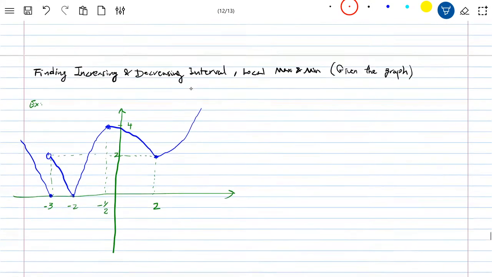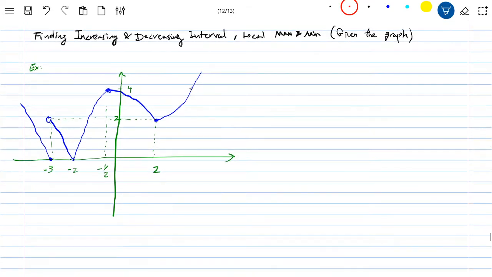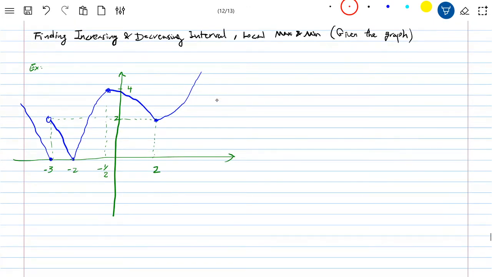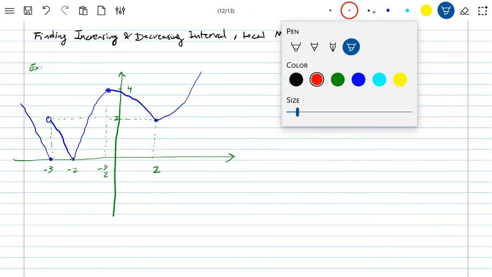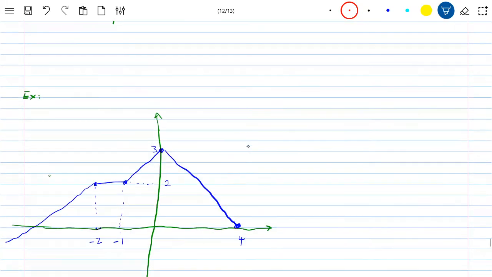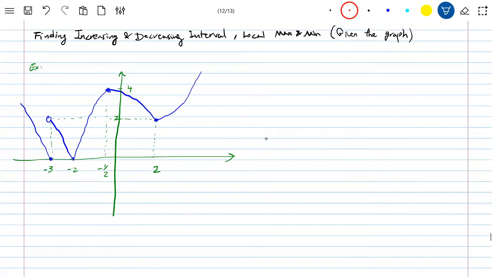So let's discuss this very last topic, finding increasing and decreasing interval, local max and minimum, given the graph of a function. This is a very easy topic just because you're given the graph. If you're not given the graph, maybe a bit more difficult. Okay, so let's assume you're given this graph. I already drew a couple of graphs, so we have more time to discuss it than drawing. Okay, so let's say you're given these two graphs, and they ask you what is the increasing and decreasing interval.